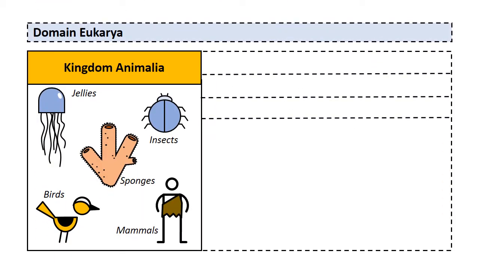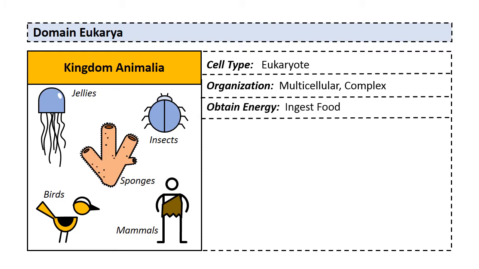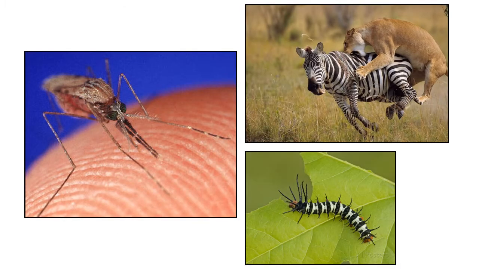We're going to start with animals. Animals are eukaryotes, hence being in domain eukarya. And they have a very complex multicellular organization. Most of them have multiple tissue types and organs and so on. Now, the way animals get their energy, and this kind of defines the kingdom, is they have to go out, find food, ingest it, and extract energy from it. So lots of different ways to do this.